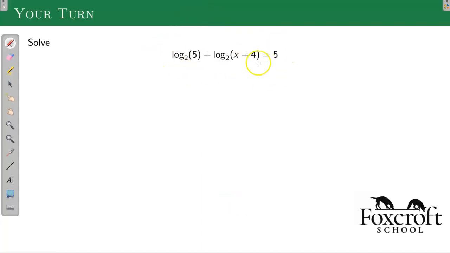All right, so here's the one for you to try on your own. Take a second, pause the video, try this one. I'll show you the answer in 3, 2, 1.